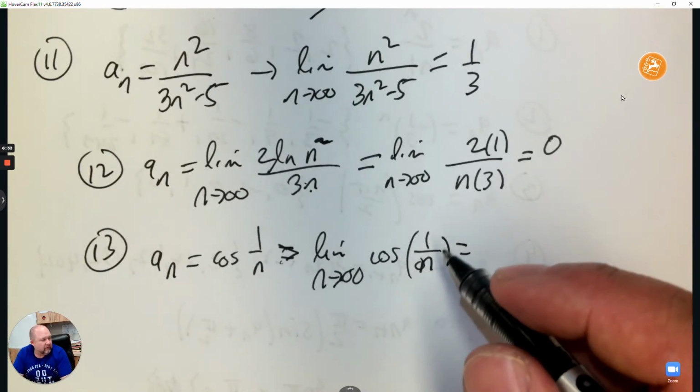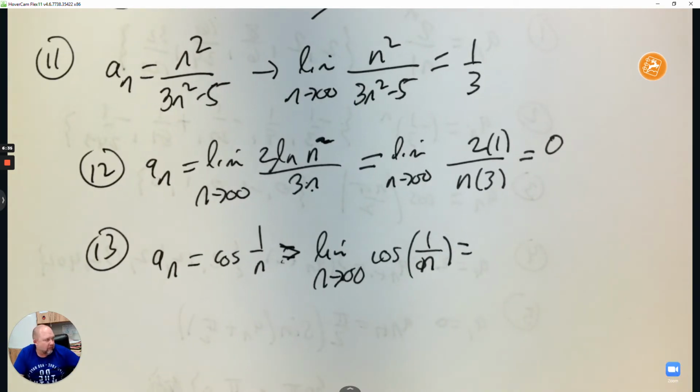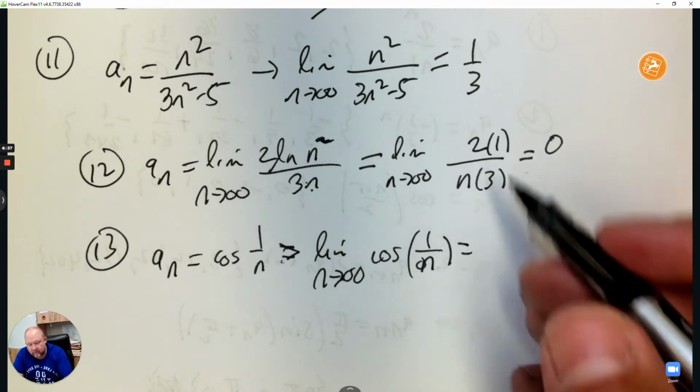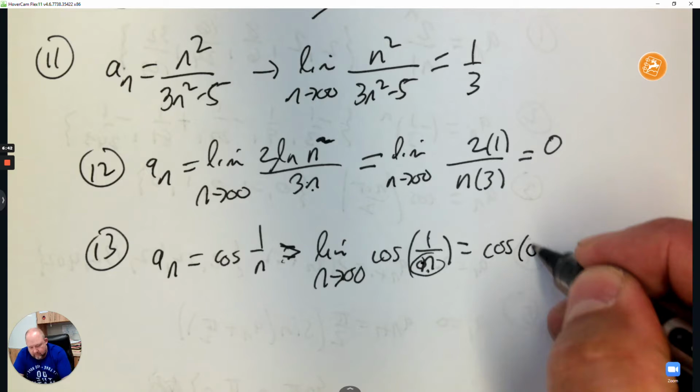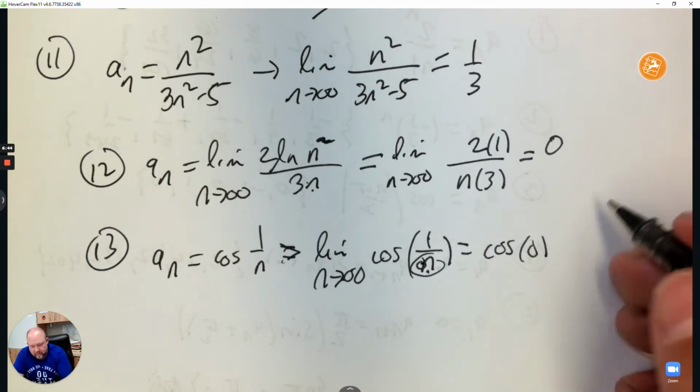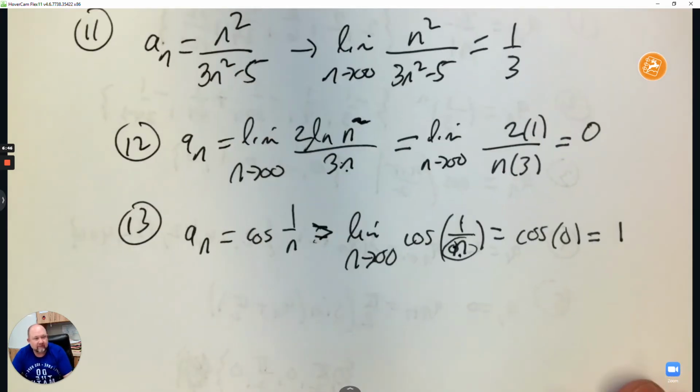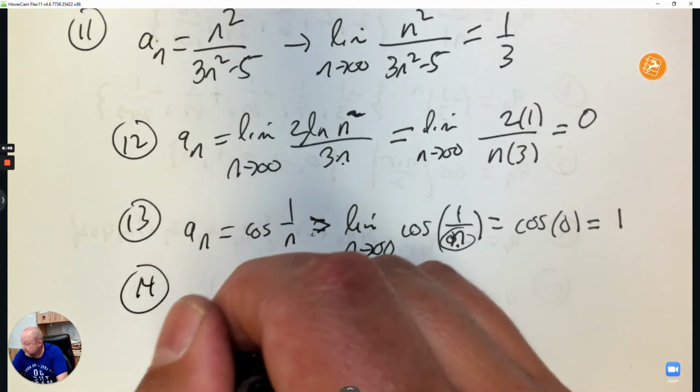This one diverges. It goes back and forth, back and forth. Cosine oscillates. Oh, no, it doesn't. So 1 over n. So if the bottom is more powerful, that converges to 0. And the value of cosine 0 is 1. Well, there you go. I wasn't thinking straight. 14.